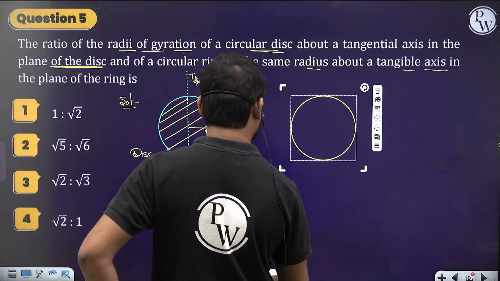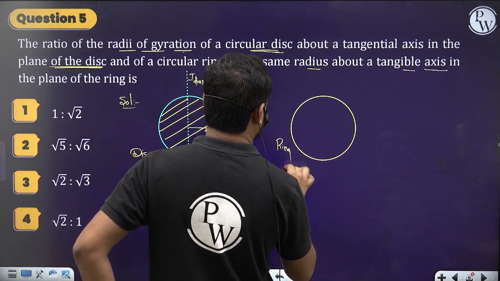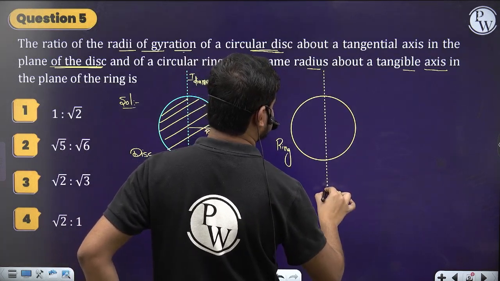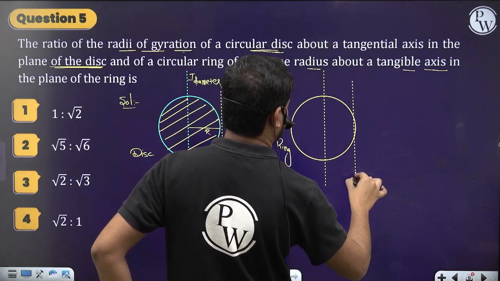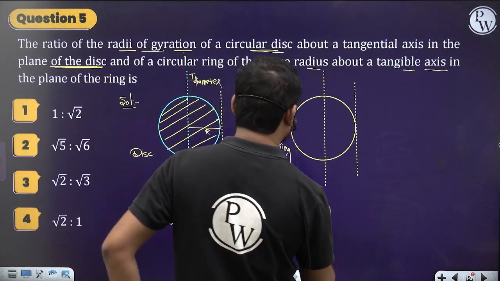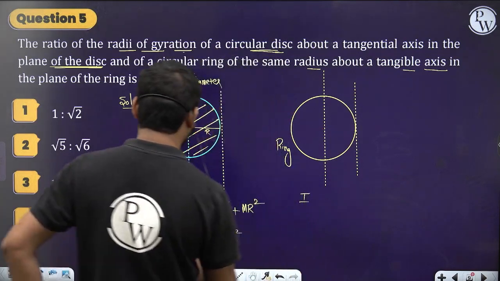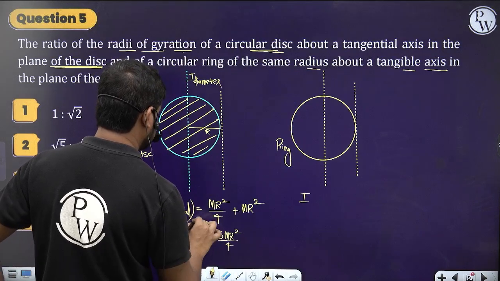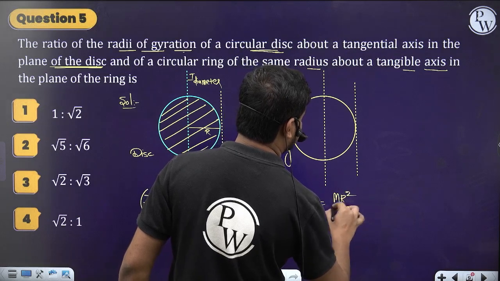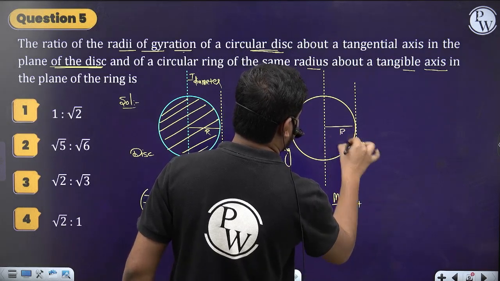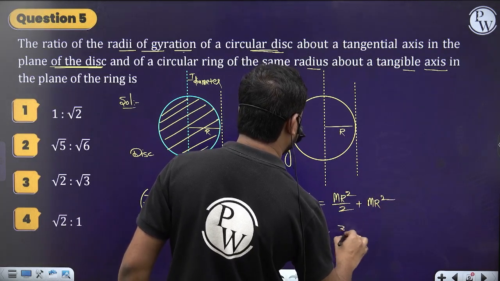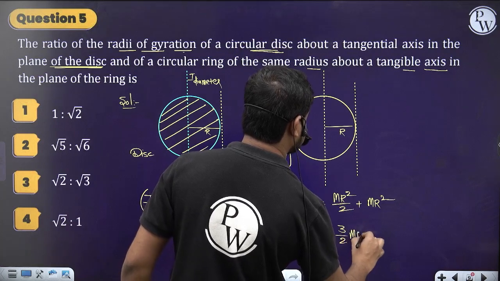So this is a ring. About the tangential axis again we require the moment of inertia. We already know about the diametrical axis, and we need it about this point. For the ring, the moment of inertia about its diametrical axis is mr square by 2, plus, since this distance is r, mr square. So the total is 3 by 2 mr square. This is for the ring.